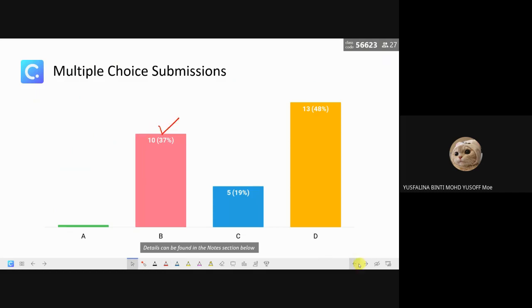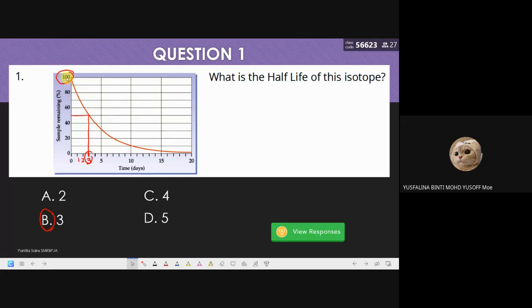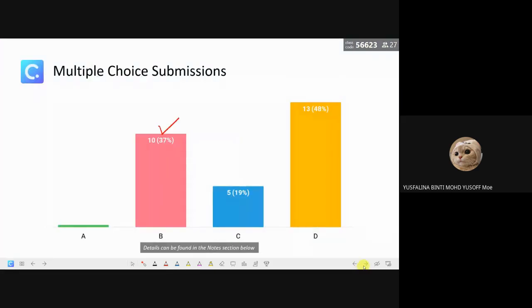All right. So they say this is starting from 100. So half of the 100 is 50. So 50 is here. And then you just read from the graph here. So this is 5, right? 1, 2, 3, 4, 5. So when you draw the line down, you can see it goes to 3 days. So the answer is 3. All right, so let's move on to the next one.